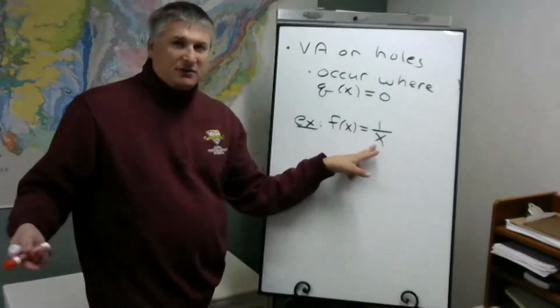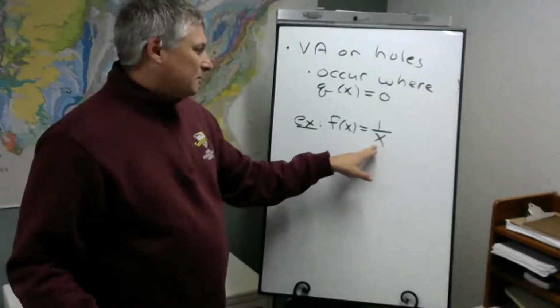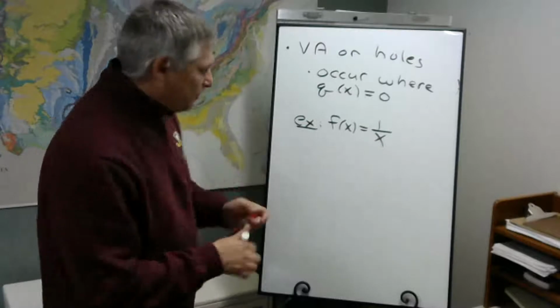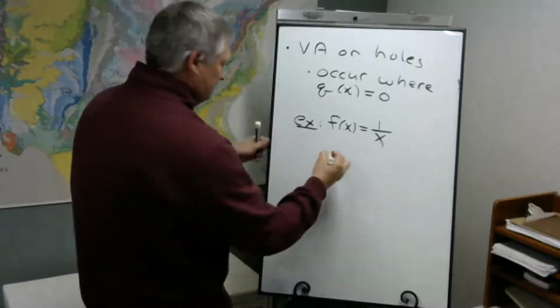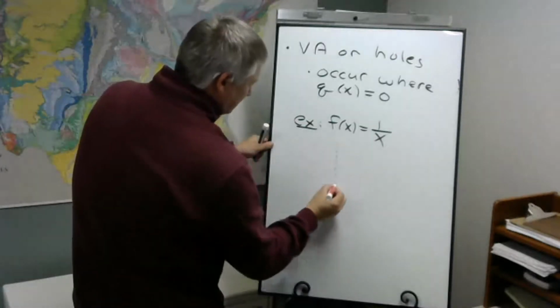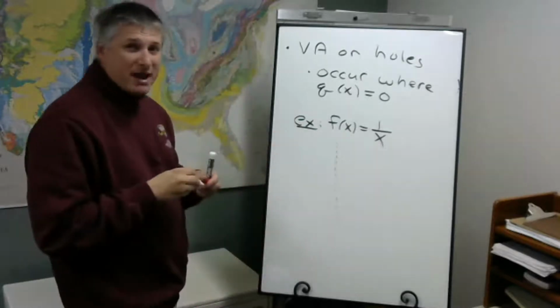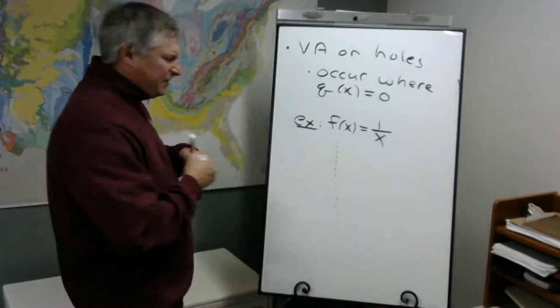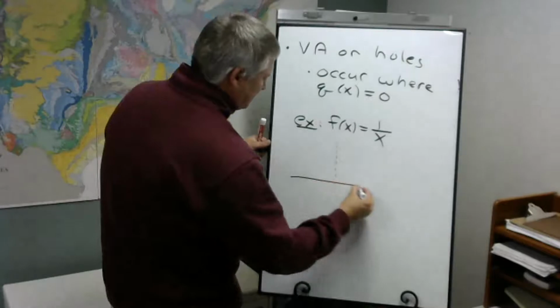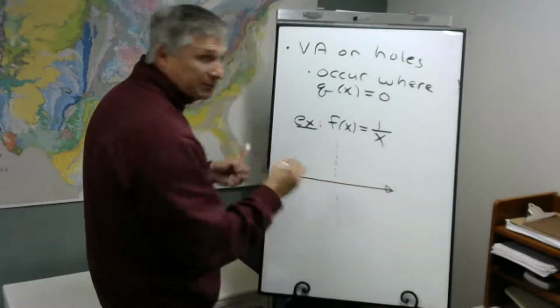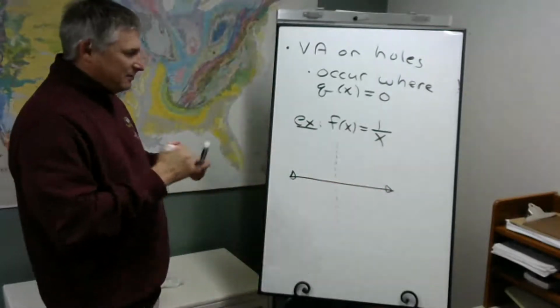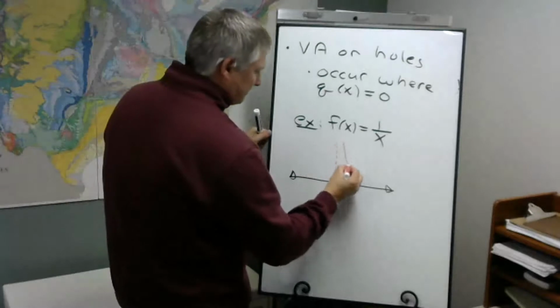Well, here q of x is just x. So this is 0 when x is 0. So at 0, we're going to have this sort of vertical line that we imagine. Now, usually when you graph these, you don't include that line, but sometimes people do. And you get this kind of a graph.